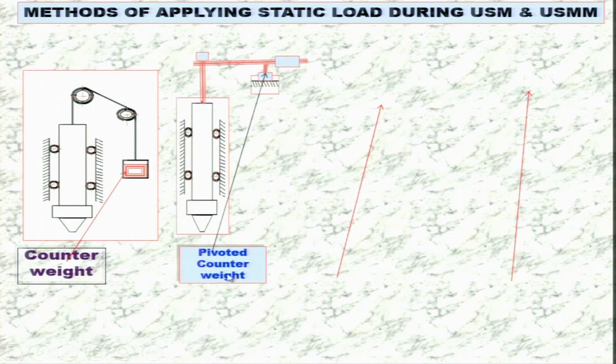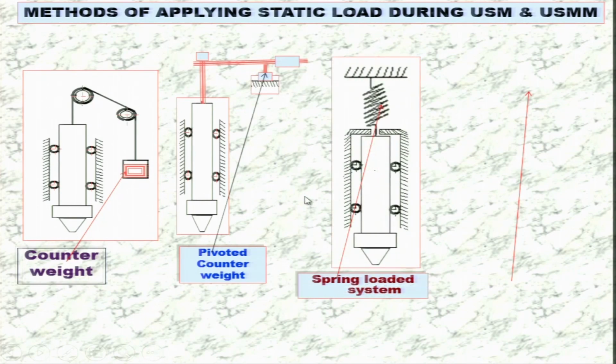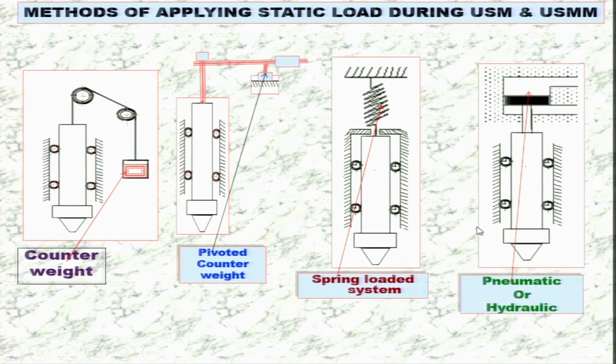Here you are applying a pivoted counterweight. This is pivoting here, the weight is over here, so you are applying the load on this particular tool that is to be mounted here. Then you have the spring loaded system, and finally you have the pneumatic or hydraulic system through which you are applying the load or the force on the tool that is to be mounted over here.